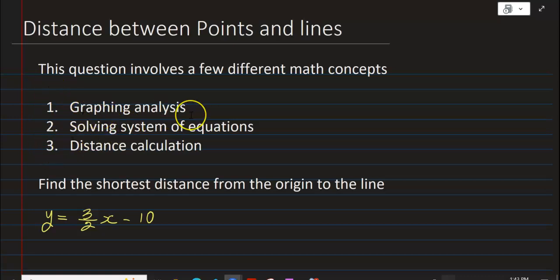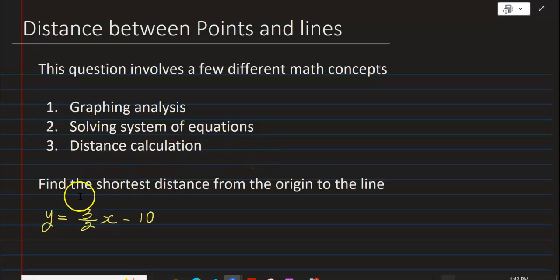So one is graphing analysis. We have to graph a certain function. And then we need to solve a system of equations because that's how we are able to connect and relate the two pieces of information that we have. And then the last piece is that we're going to use the distance formula or Pythagorean theorem to come up with the distance value, which would be the distance calculation.